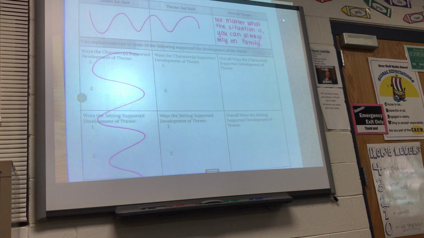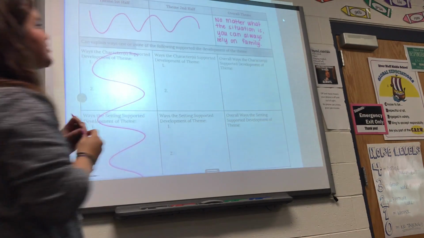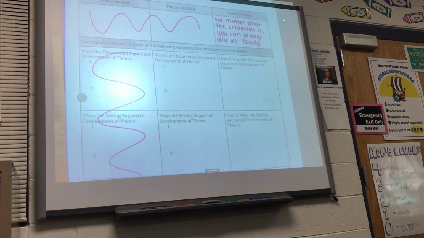All right. So now we want to think about what are some of the ways that the characters support the development of the theme. What are some of the ways that the characters in Orbiting Jupiter help us to understand the theme? No matter what the situation is, you can always rely on family. What are some ways that the characters help us to understand that theme? Go ahead, Dylan.